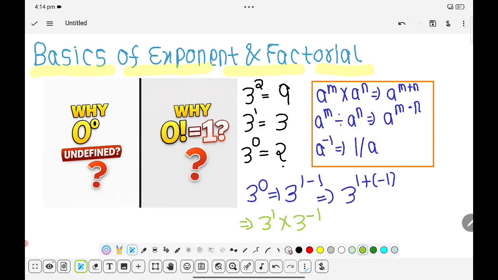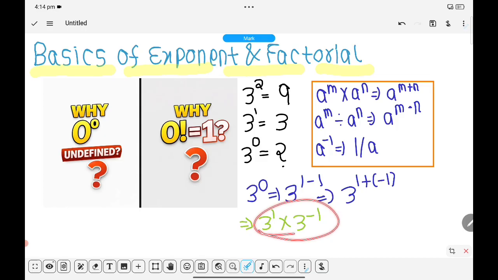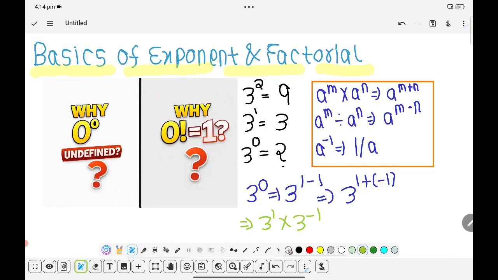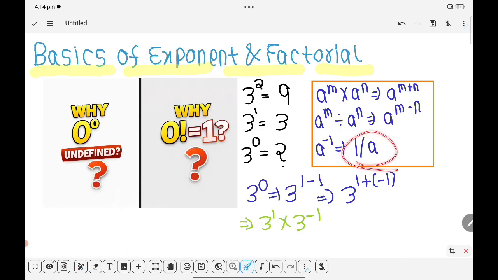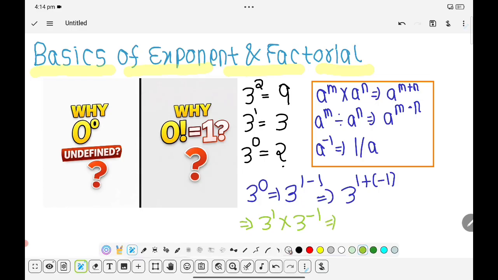Yes, can you get the point? Because this and this both are the same thing. Now what can I do here? We know that any number to the power minus 1 is 1 upon a. So 3 to the power minus 1 is 1 upon 3. So I write it as 3 to the power 1 into 1 upon 3.